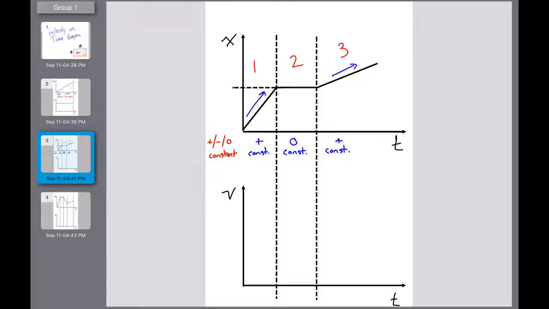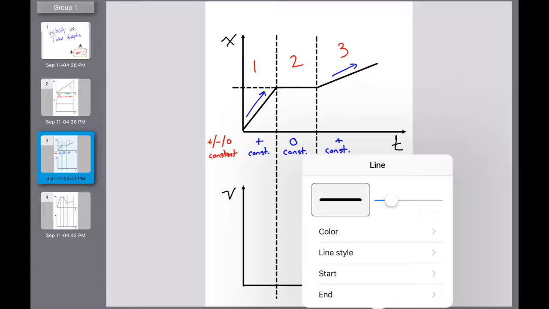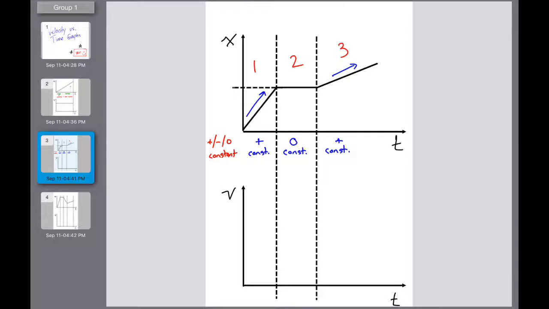So we come down here, and here in section 1, I've got a positive constant velocity. So we're just going to draw a straight line there to represent my positive constant velocity.